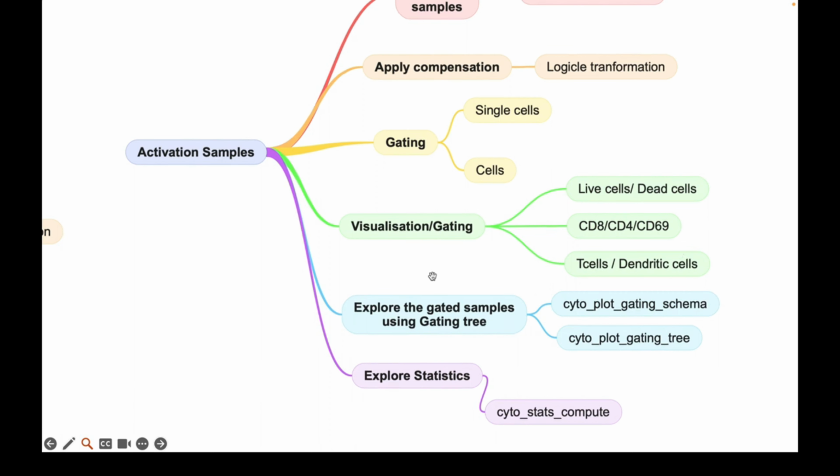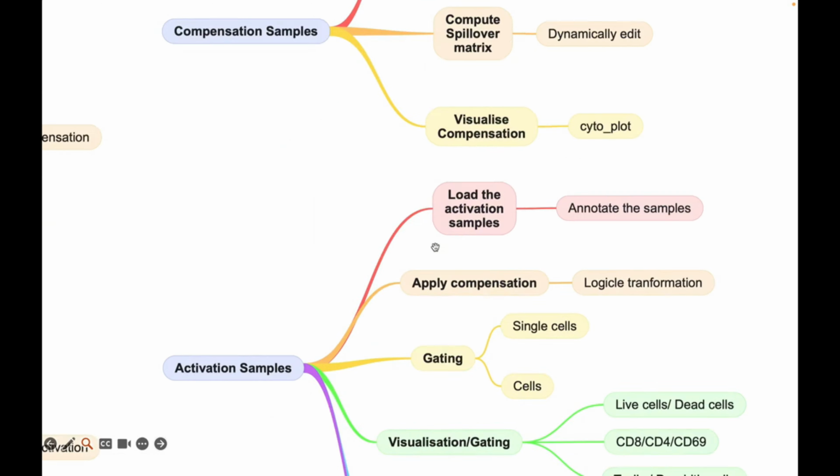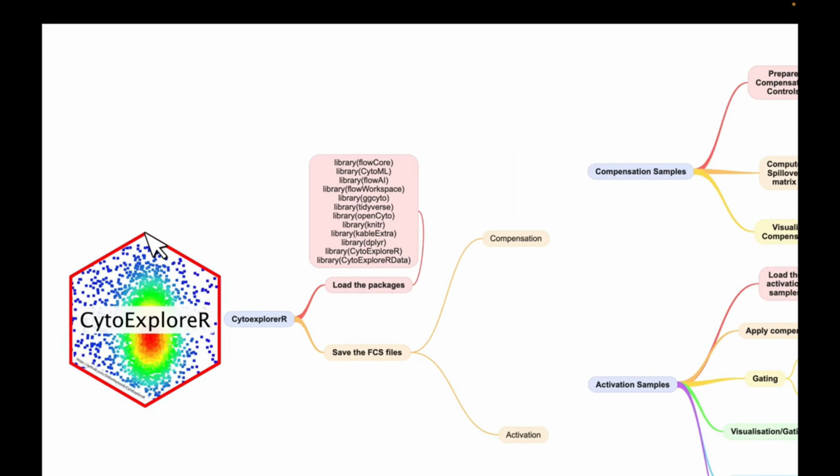Okay, and finally we are going to explore the gated samples using the gating tree. So it produces a tree kind of schema or structure where you can see what you have done to your activation samples, and then you can explore all the statistics by using cyto_stats_compute. So yeah, this is about the workflow of CytoExploreR.